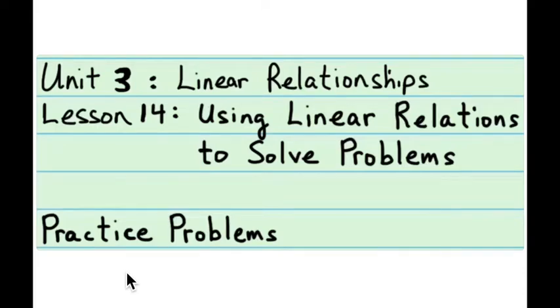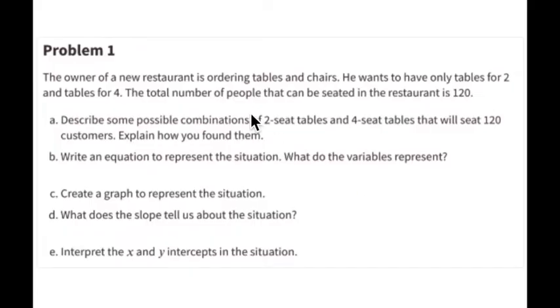These are the practice problems for lesson 14, using linear relations to solve problems. Problem number 1 has tables that seat 2 people and tables that seat 4 people in a restaurant. And the total number of people that you can seat in that restaurant is 120 people.